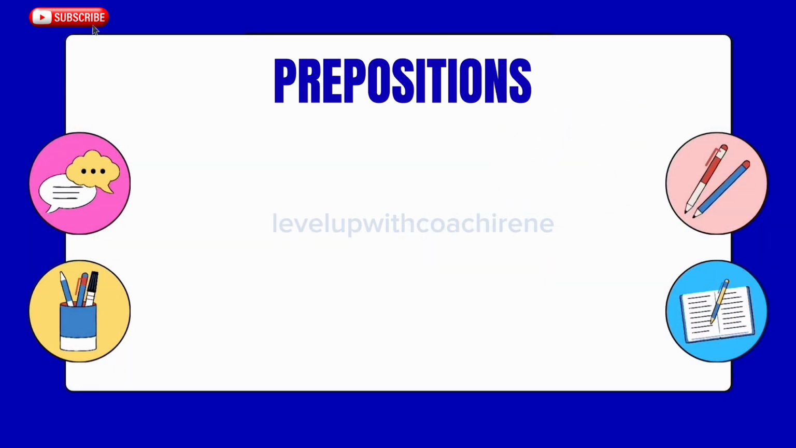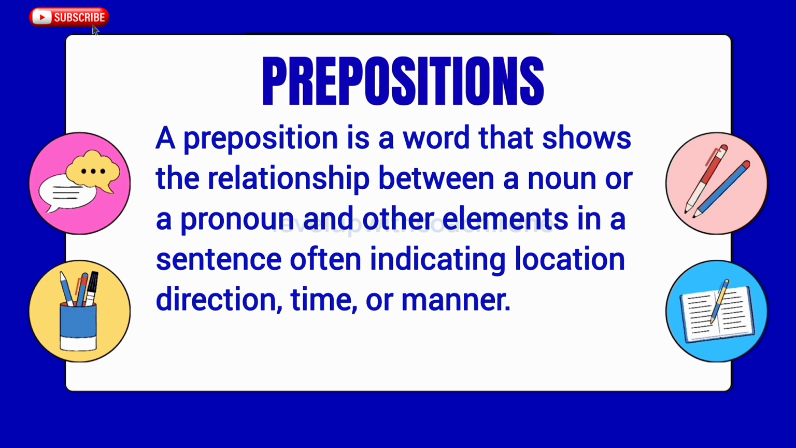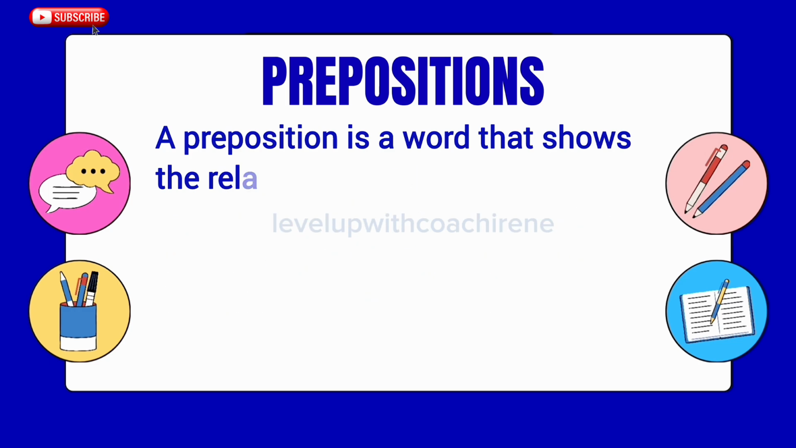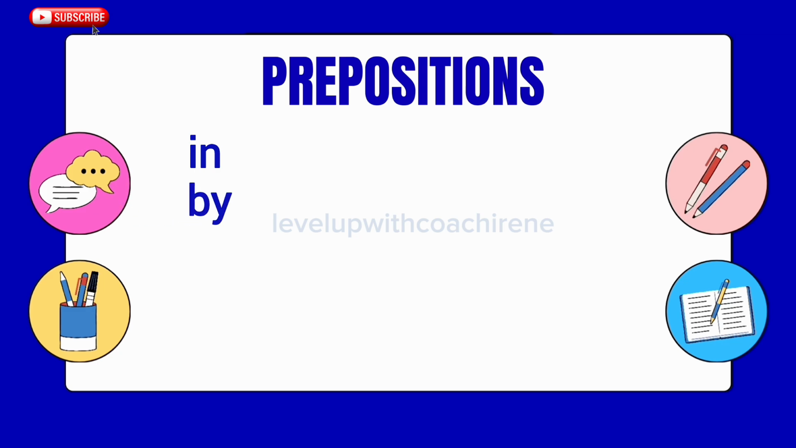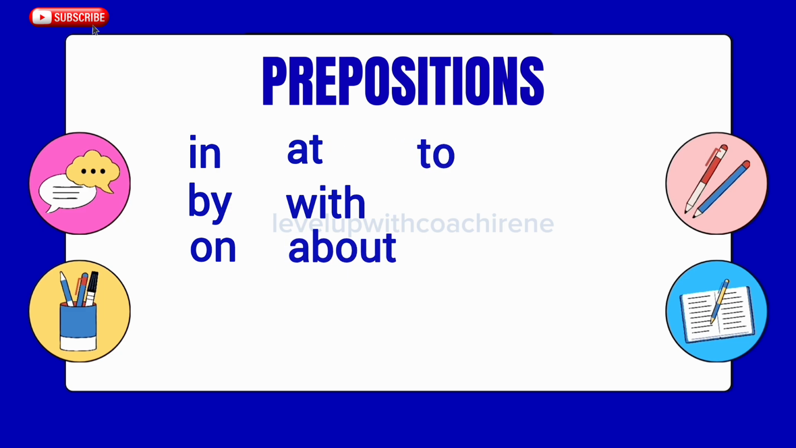What is a preposition? A preposition is a word that shows the relationship between a noun or pronoun and other elements in a sentence, often indicating location, direction, time, or manner. Common prepositions include in, by, on, at, with, about, to.